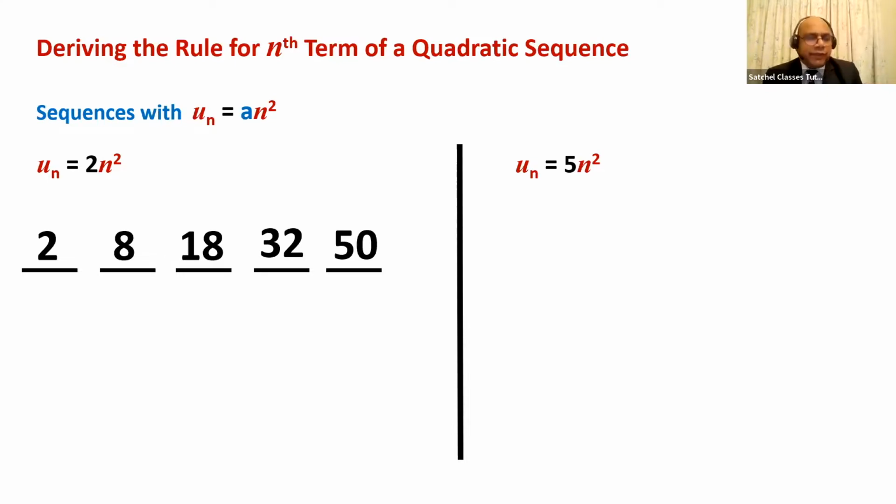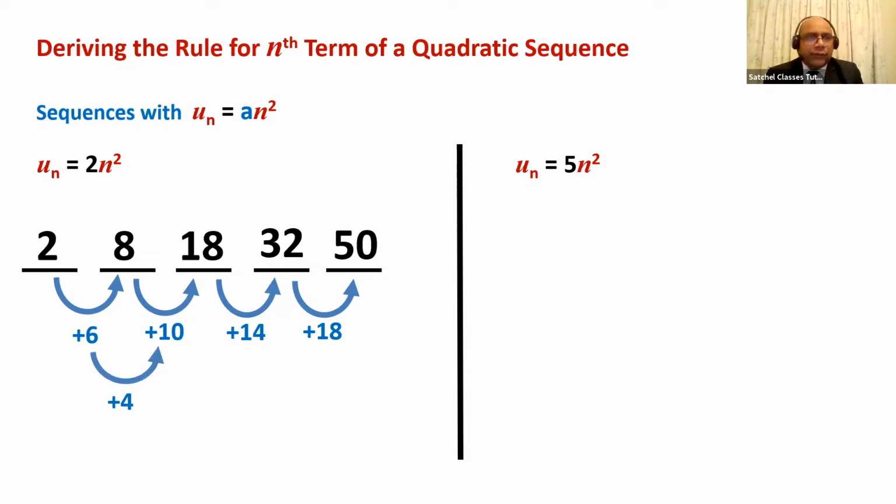Let's find the difference of the consecutive terms of this sequence. 8 minus 2 is 6, 18 minus 8 is 10, 32 minus 18 is 14, 50 minus 32 is 18. What's the second difference then? 10 minus 6 is 4, 14 minus 10 is 4, 18 minus 14 is 4. As expected, the difference is constant, which is 4.